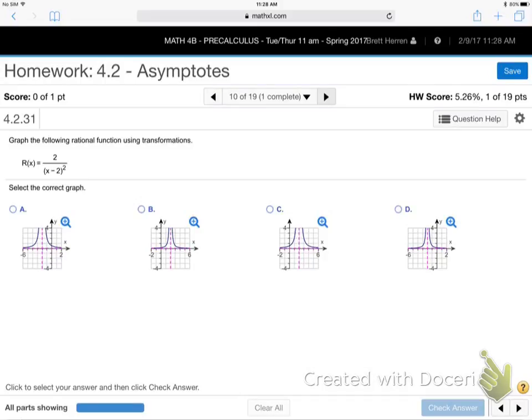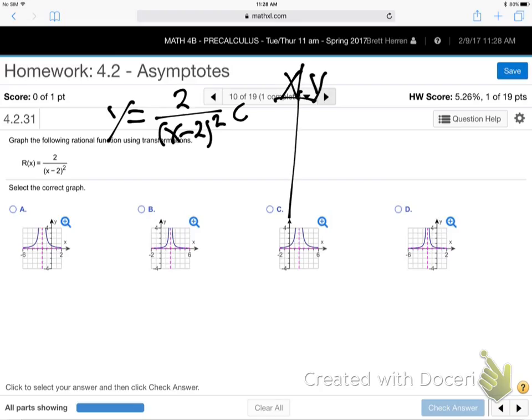So y equals 2 over x minus 2 squared. It's going to be another one of these. X is in the denominator, so we find the two asymptote lines. Just go ahead and do the normal thing: do the xy, find the center point, find one other point, draw your axis, find your crosshairs. Very, very similar.